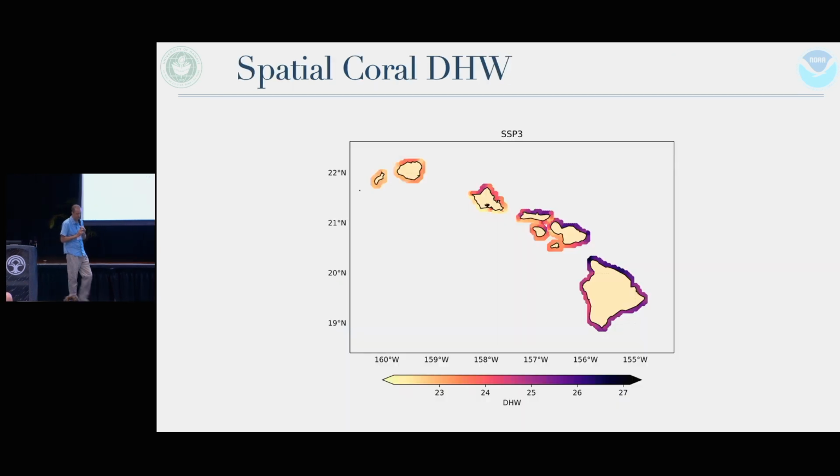But what if we look at that spatially? Here I'm showing the SSP3, the worst case, but what we can see is very strong spatial variability around the islands, where some locations are more shielded from these effects than others, okay? And we'll keep this in mind. Of course, as temperature is expanding from south to north, it's worse on the Big Island and best on Kauai.